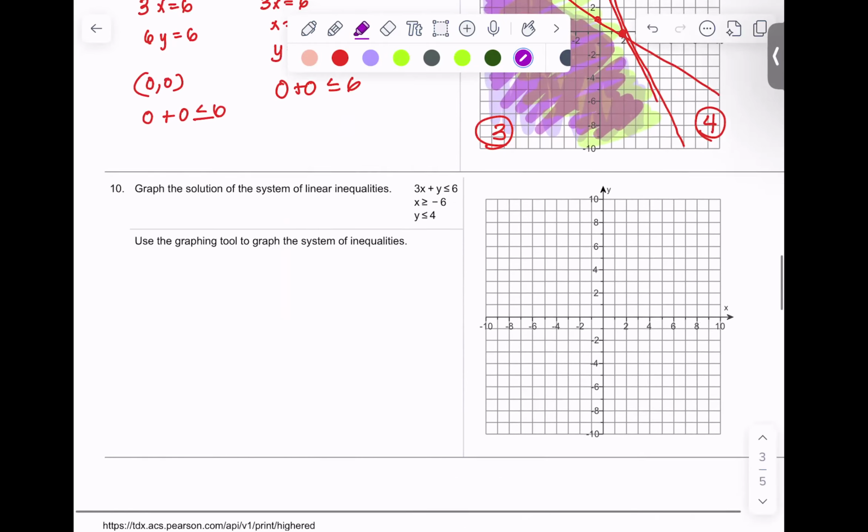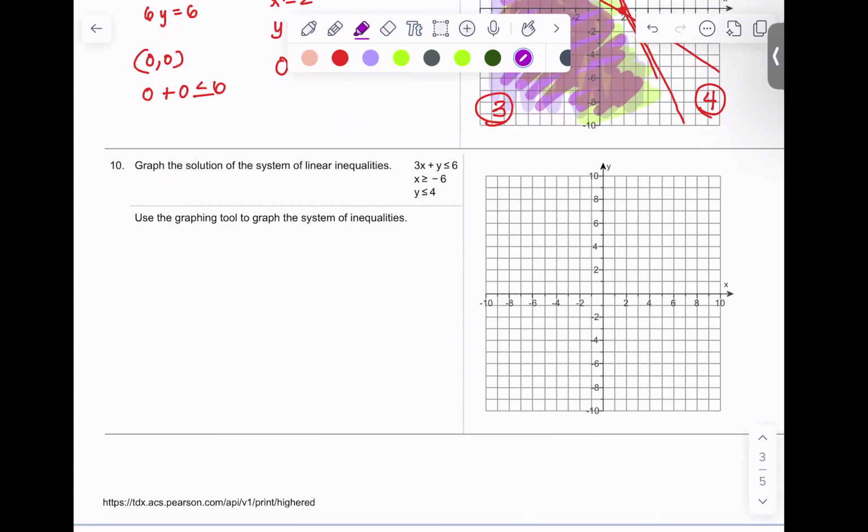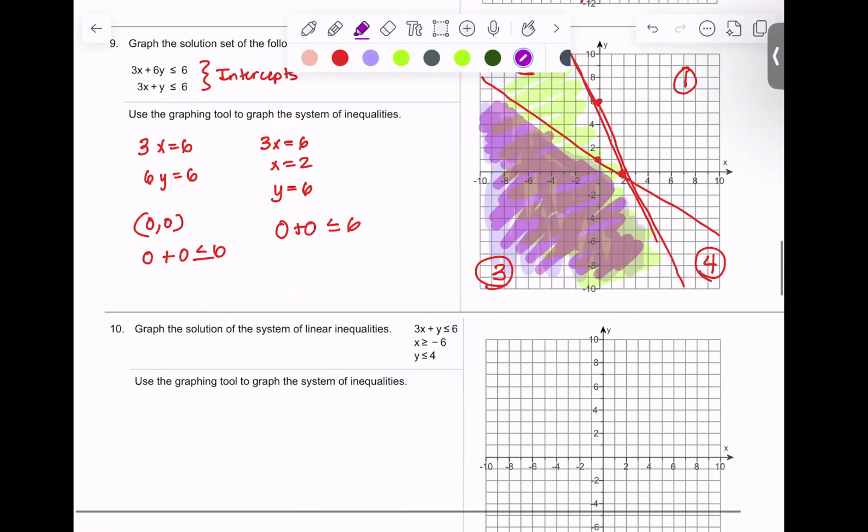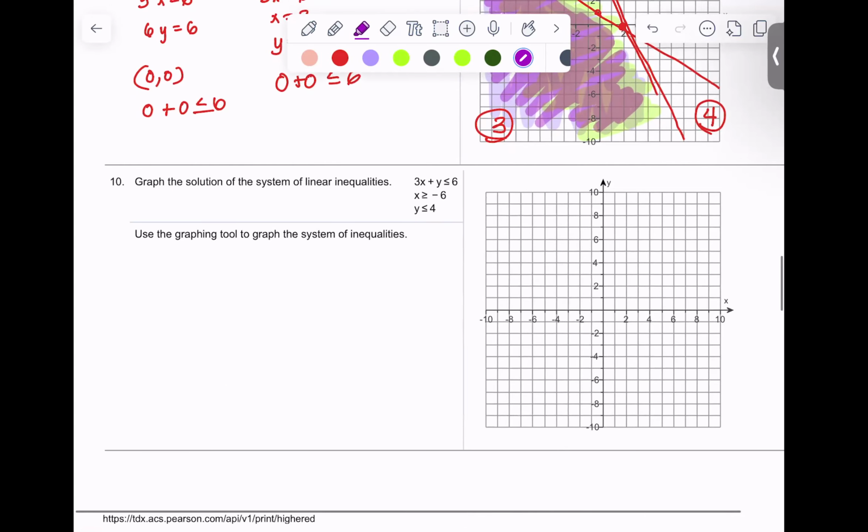Okay, problem 10. Graph the system. Now I've got a vertical and a horizontal line here, so that helps quite a bit. So I have 3x plus y is less than or equal to 6. Oh my goodness gracious, isn't that the same one I just did? Luck of the draw here. So I have x is 2 and y is 6. And we're going to graph that as a solid line.